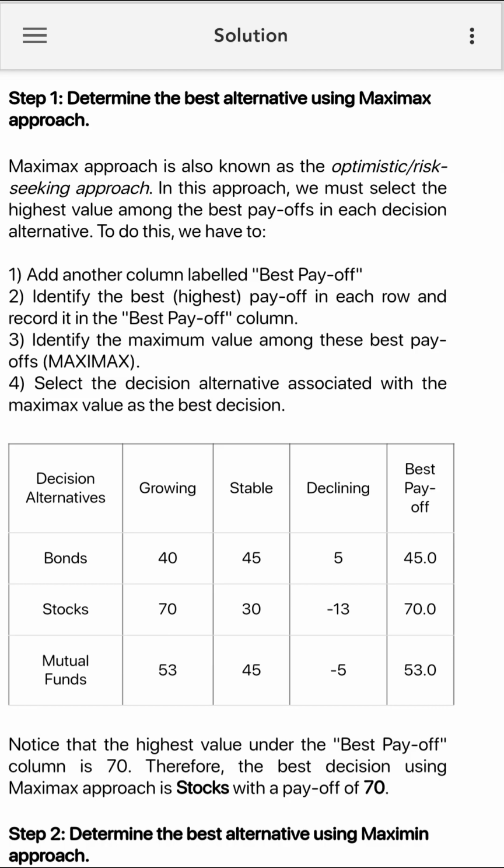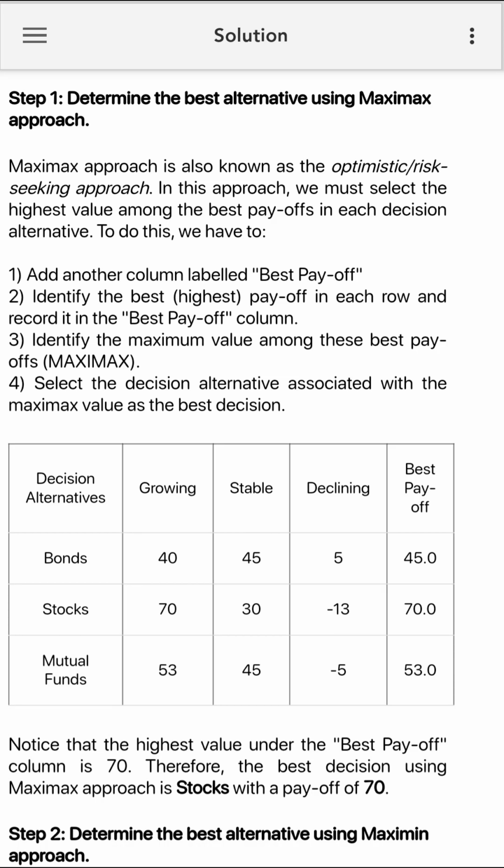In this approach, we have to add a new column and label it as Best Payoff. In this column, we will write the maximum payoff that we can observe in each row. For example, in the first row, we can see that the payoffs are composed of 40, 45, and 5. As a result, we write the value of 45 under the Best Payoff column. This reflects the optimism of the decision maker that the most favorable outcome of having a stable economy will prevail when we invest in bonds.